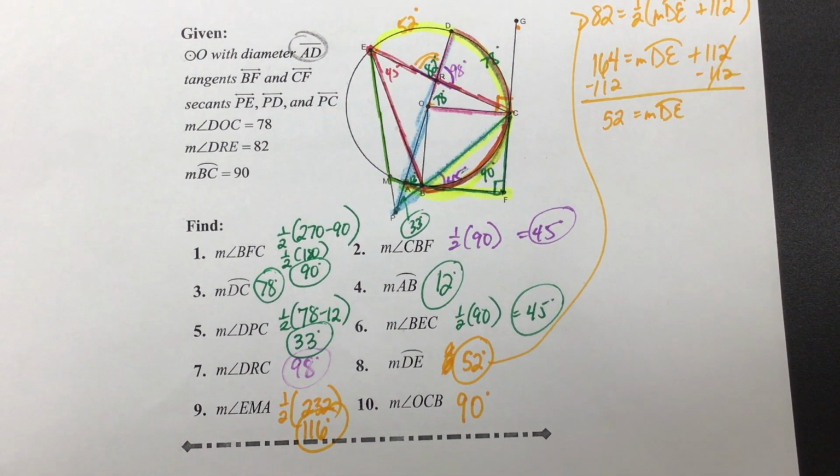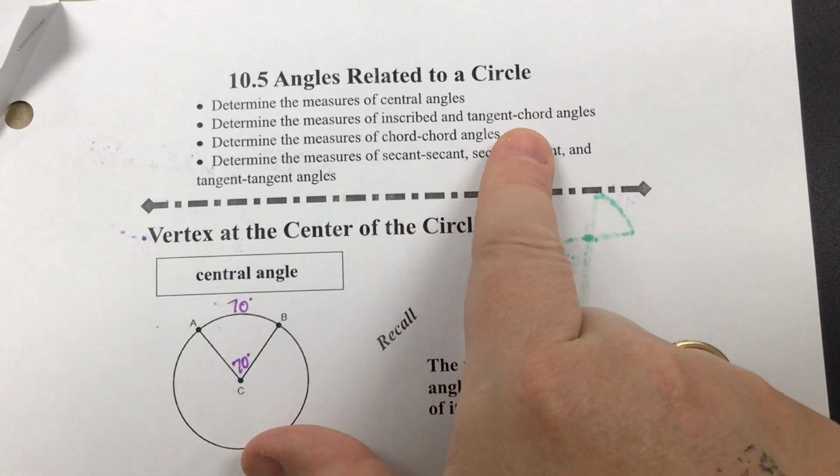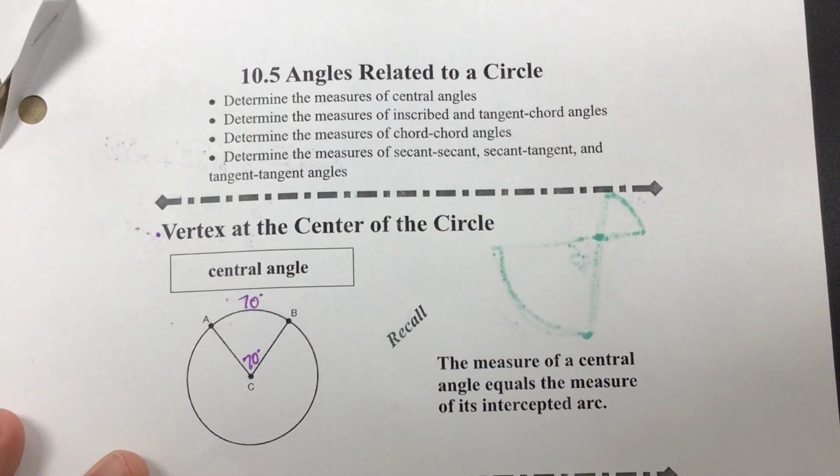Okay, so that is it on explaining the examples and the theorems for angles related to a circle. And as always, if you have questions, please let me know.